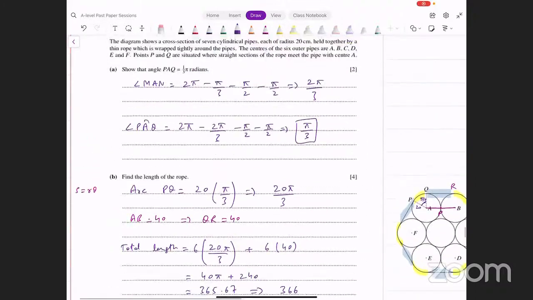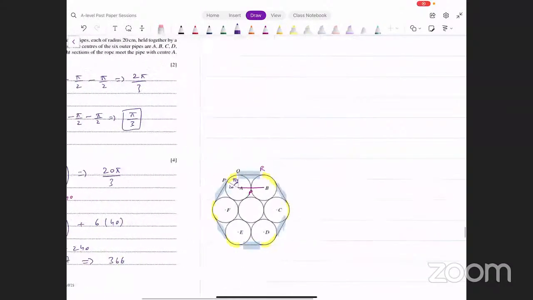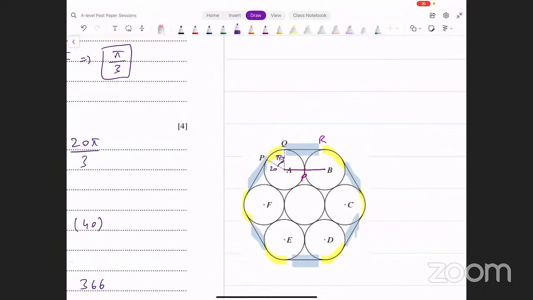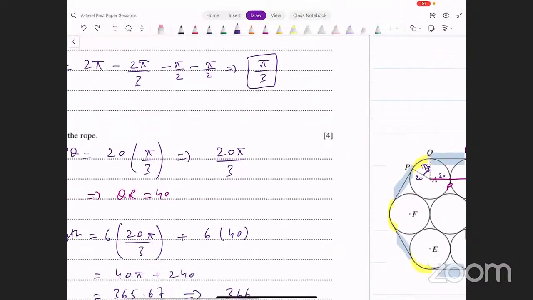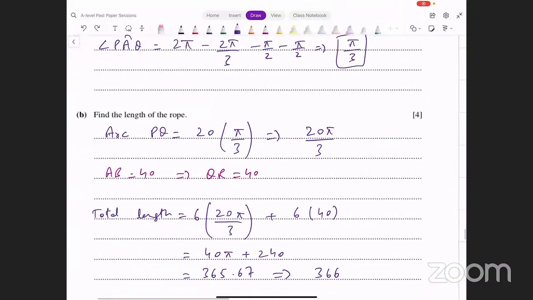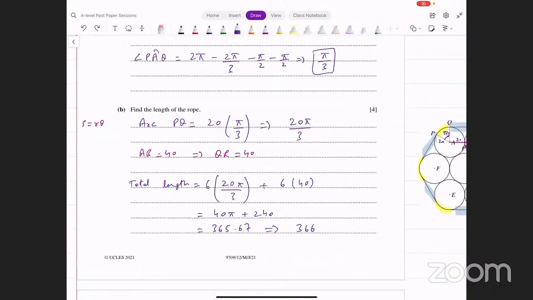Okay, any problems here? Yeah, 40 because AB 40 है, 20 and 20 radius. तो ऊपर जो Q आ रहा है straight path वो भी 40 होएगा. They're the same length. That's where 40 is coming from, right? Okay. Thank you, Maz. Baby steps. So the first part is done.